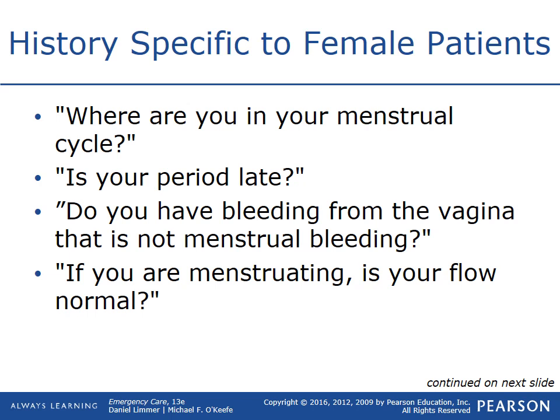Specific to female patients, you want to get a good history because they may have some female organs that might be causing problems. So ask them, where are you in your menstrual cycle? Is your period late? Do you have bleeding from the vagina that is not menstrual bleeding? Or if you are menstruating, is your flow normal?